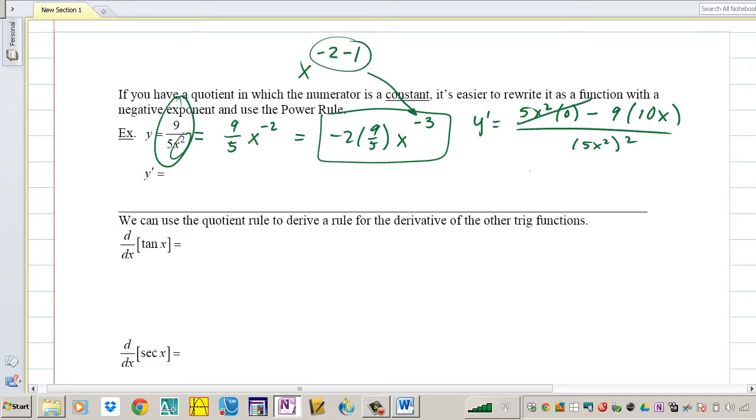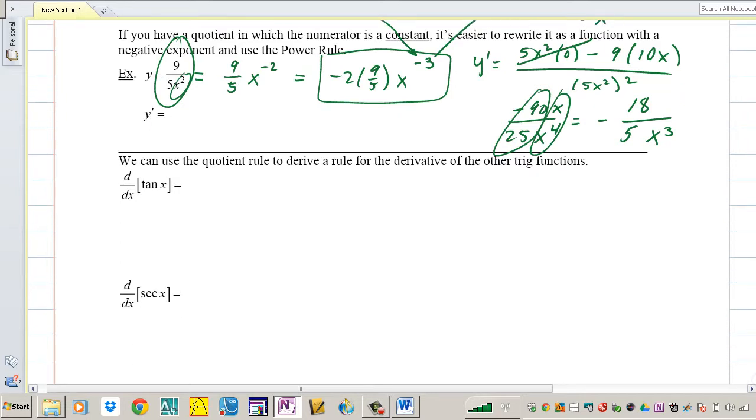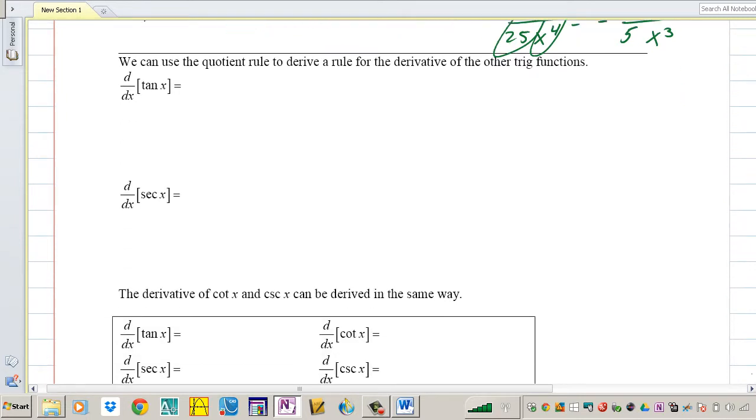What does that look like? Well, this goes to 0. That becomes -90x over 25x to the fourth. Well, x over x to the fourth will give me x cubed. Negative 90 over 25 is the same thing as 18 over 5. And that is the same thing as the problem I just found here. It's -18 over 5, and then the x to the negative third, which means x to the positive third in the bottom. So those two are equivalent. So anytime you have a constant on top, just use the power rule.